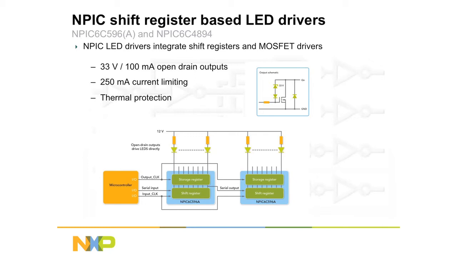The NPIC 6C596 is an integration of a shift register and external drivers. This integration allows significant bill of material reduction as the device can drive the LEDs directly. NPIC 6C devices have 33-volt tolerant open drain outputs. Each output is designed to sink 100 milliamps, and there is no ground current limit. All outputs can actively sink 100 milliamps at the same time. Outputs include current limiting circuitry, which limits the maximum current each can sink. They also include thermal protection.